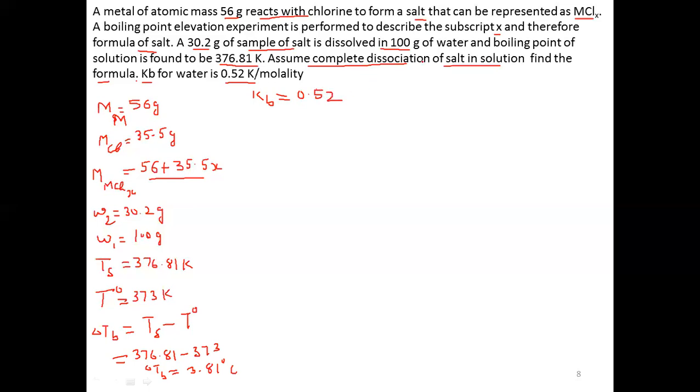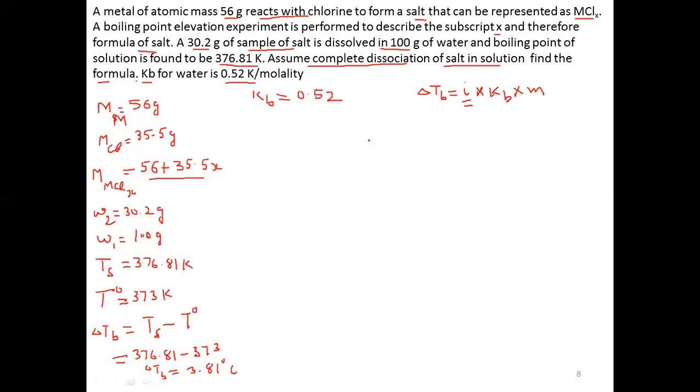Now he says that it dissociates. As it dissociates, we have to use this formula: delta Tb is equal to iota into Kb into m. Now we have to know iota. So there is a trick here. We can also calculate it by another method.